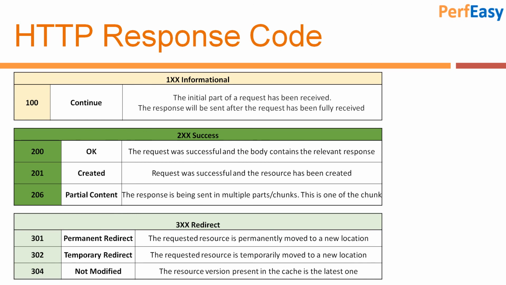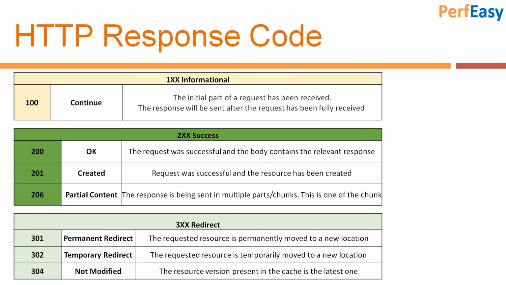The third type is the 300 series, the 300 redirects. One example is 301, which is a permanent redirect. Here 301 means that, for example, I sent a request to abc.com/images/logo.jpg, but that particular image has now moved to some other location. So I will get a 301 response code, which means we have to send a request to the new location, not this location.